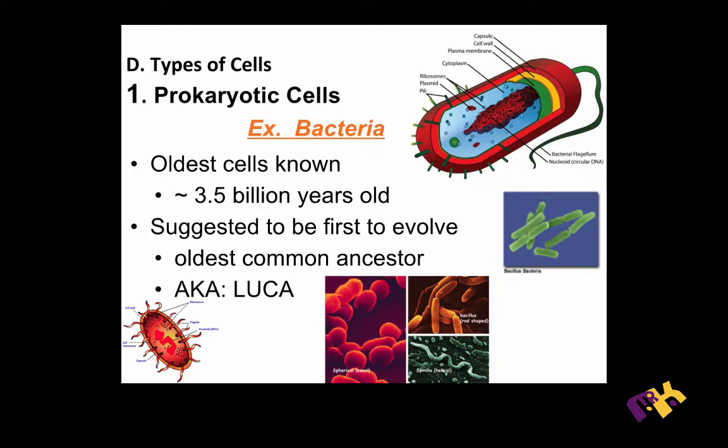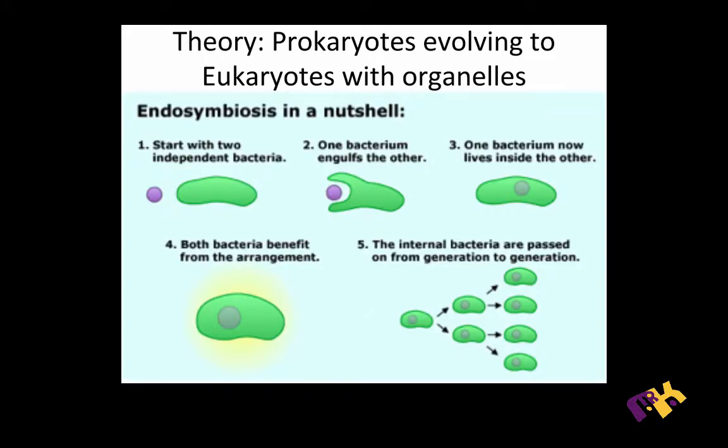All right, so how do we get from a prokaryotic cell to a eukaryotic cell? Well, we're going to suggest this idea of endosymbiosis. We go from prokaryote to eukaryotic cells through this idea. So, in a nutshell, in a very simplified way, we have two independent bacteria.